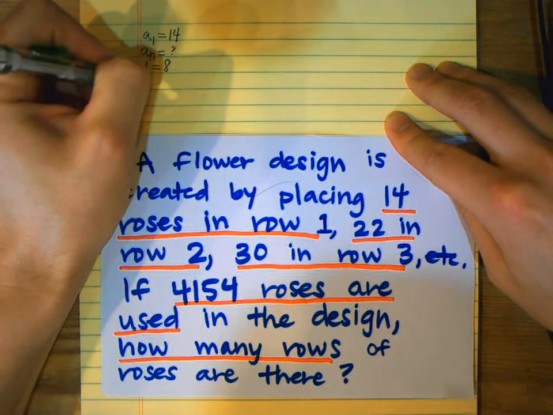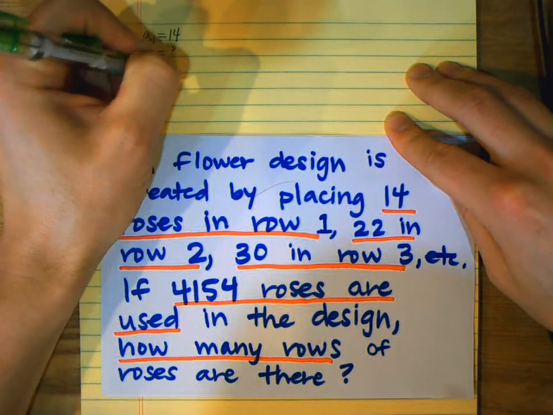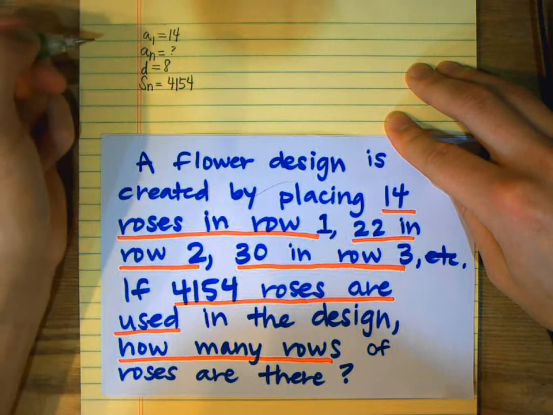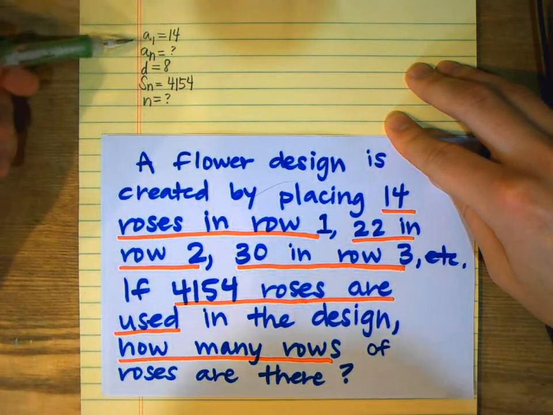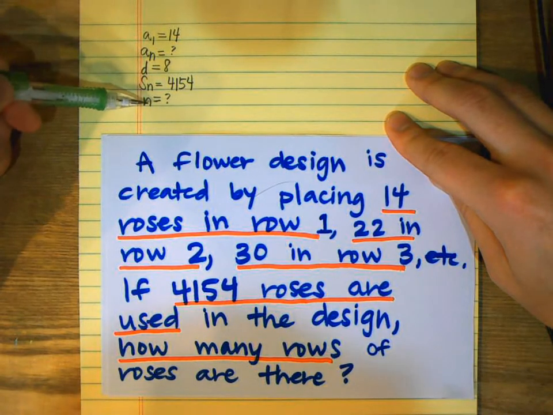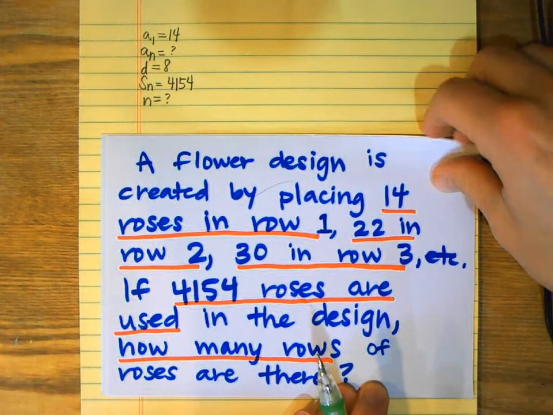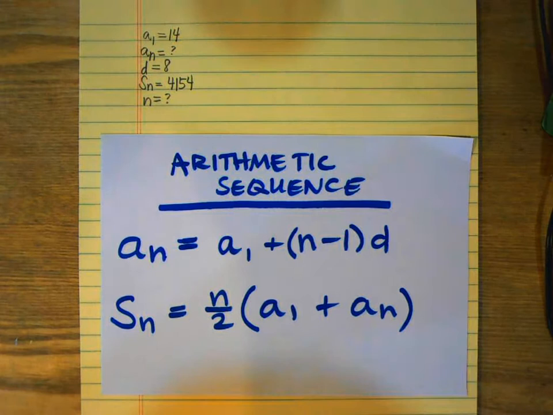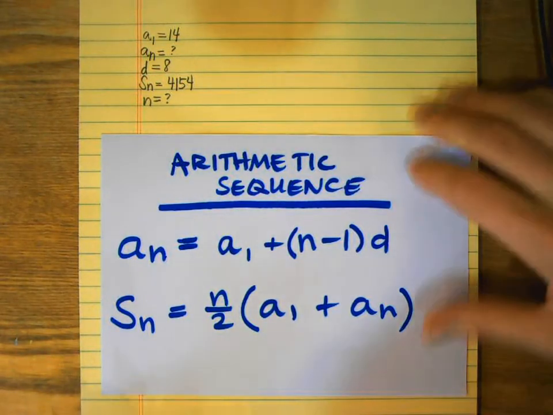I know that the sum of all the values is 4,154. And since I don't know a sub n, I really don't know n either. And in this setup, I have two unknown variables, and I have two equations given to me. And so if you have two variables and two unknowns and two equations, you can set up a system. So let's go ahead and do that.